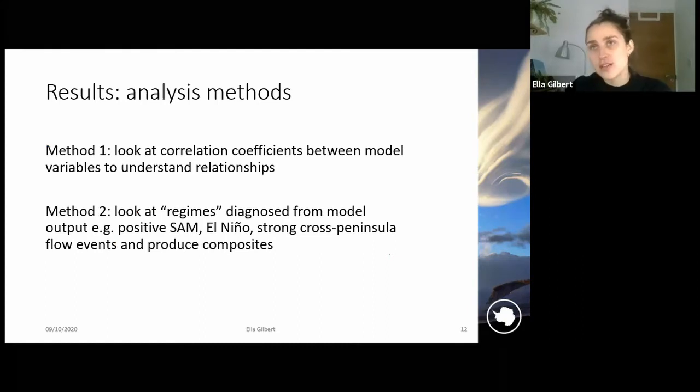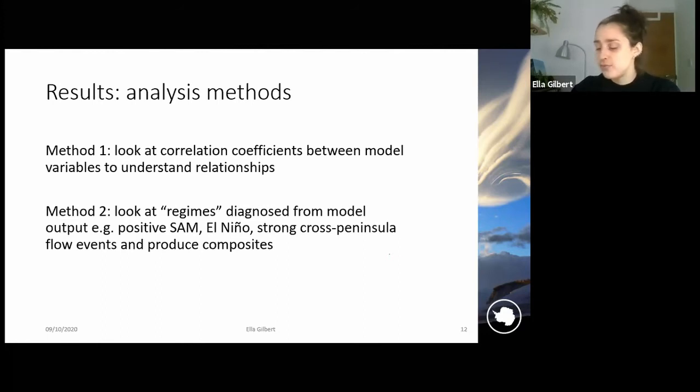And to have a look at that research question, I've done two main things, so two primary analysis methods. The first one is to look at the relationships between model variables to understand how they interact. I've just looked very briefly at correlation coefficients to give a first glance of the things that are important. And then secondly, I've used this concept of regimes.